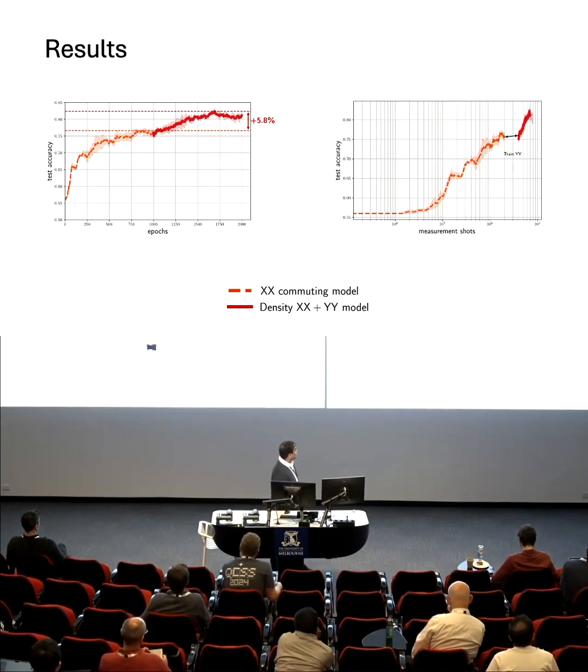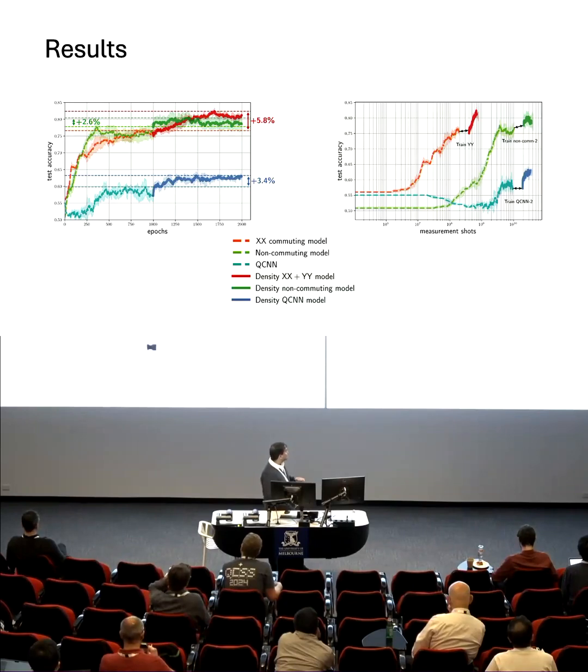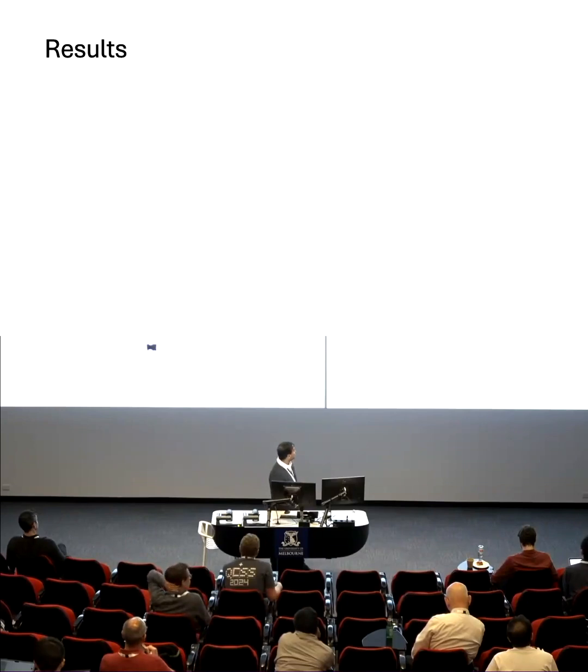On the right-hand side, I have the accuracy plotted against the number of measurement shots, and you can see that the number of measurement shots kind of follows the sub-unitary measurement complexity. We repeated this experiment with more classes of circuits that were considered in the original paper, some non-commuting models, QCNN, and for all the models, we saw that even though the original models had saturated, we were able to get a bump without much of a measurement complexity increase.